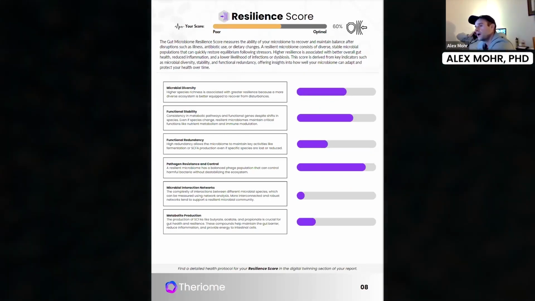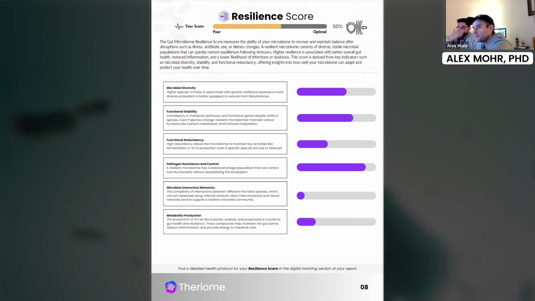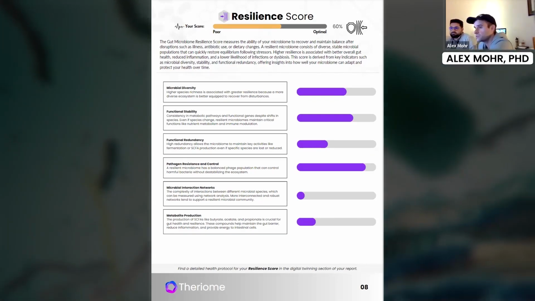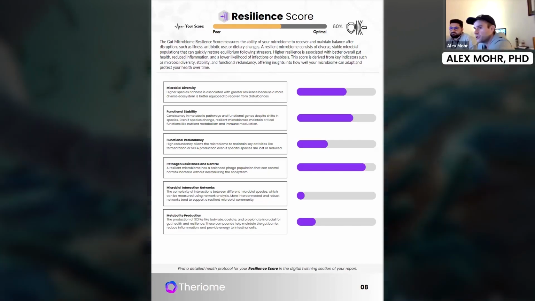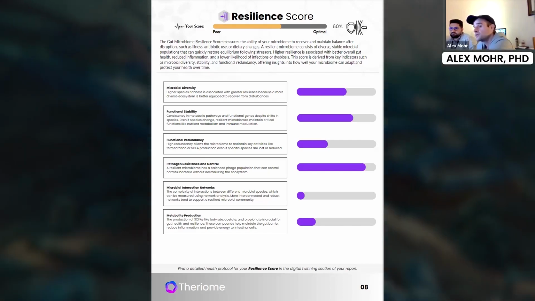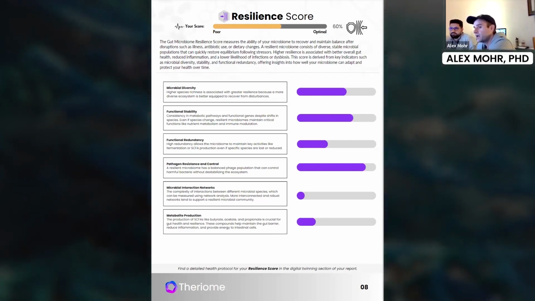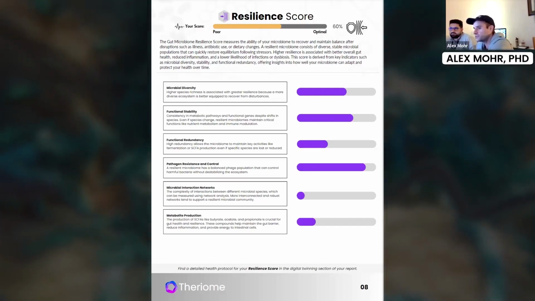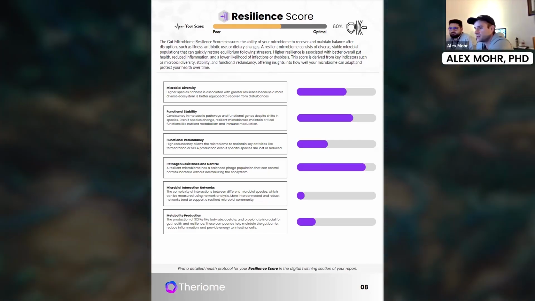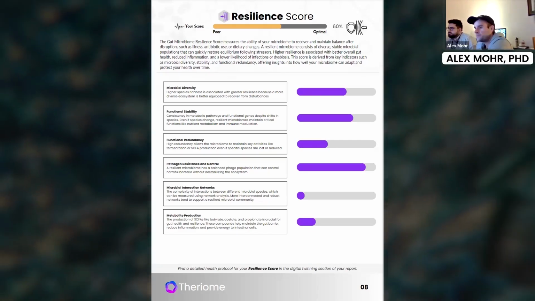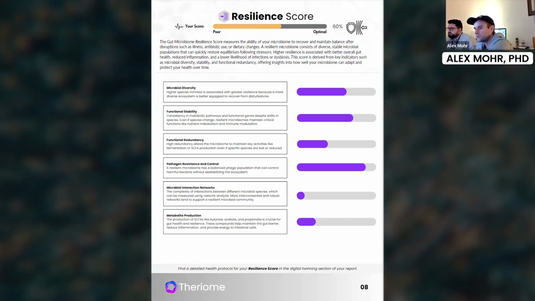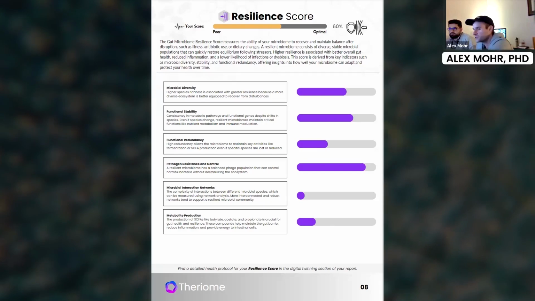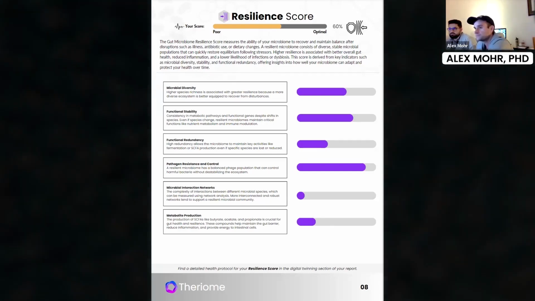Our resilience score. Informing this is microbial diversity, functional stability. We are able to annotate functions with our shotgun metagenomic sequencing. Functional redundancy, pathogen resistance and control, microbial interaction networks, which I do have network figures in the report, which I think is another difference or departure from other tests out in the market. And then obviously the potential of metabolite production, because we're not currently doing metabolomics.